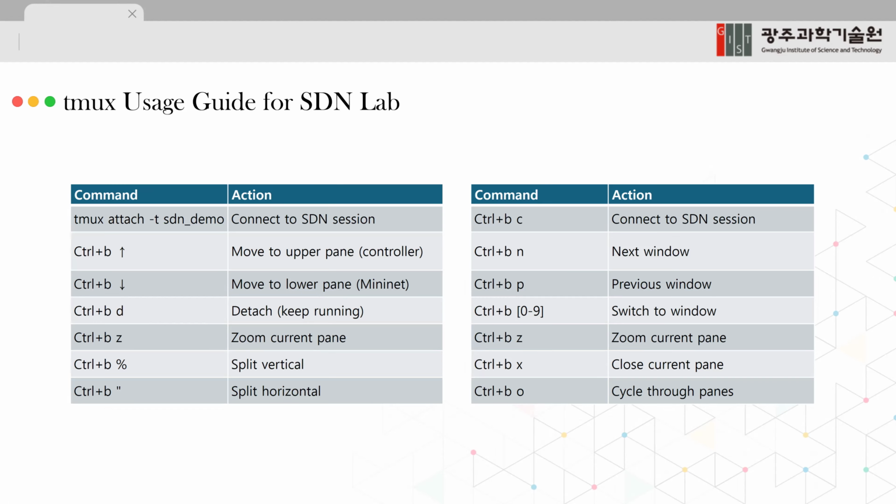The screen configuration is straightforward. The display is divided vertically into two panels. The upper panel shows the Ryu controller logs, and the lower panel provides the Mininet CLI.